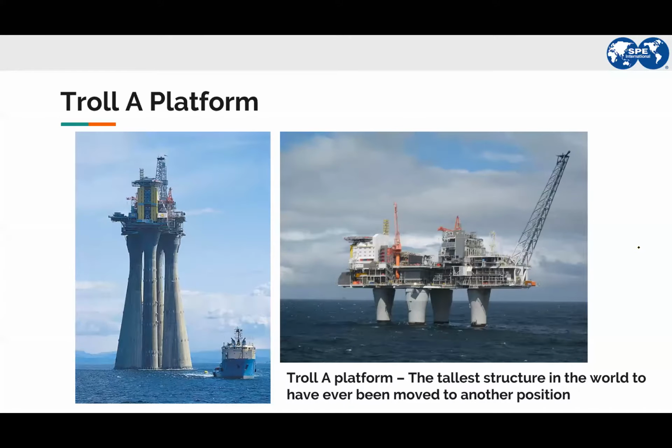I introduce you to the tallest structure in the world to have ever been moved to another position, period. It's a concrete deep water structure, a permanent structure, and it's been there since 95, I think. And like I mentioned, it's going to be there till 2060.